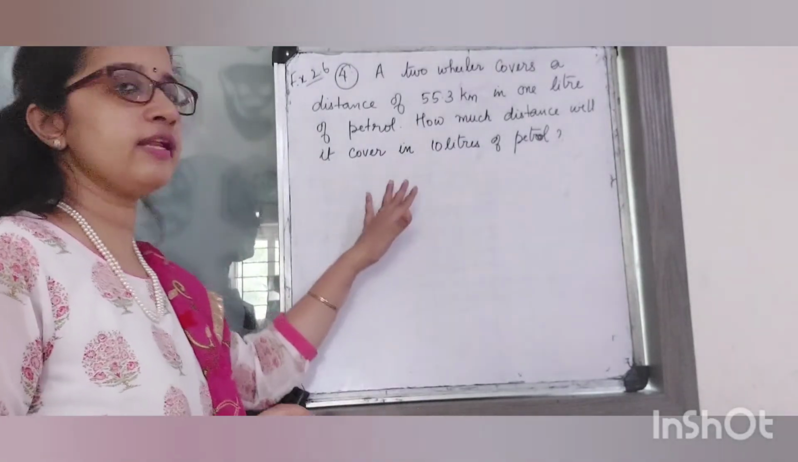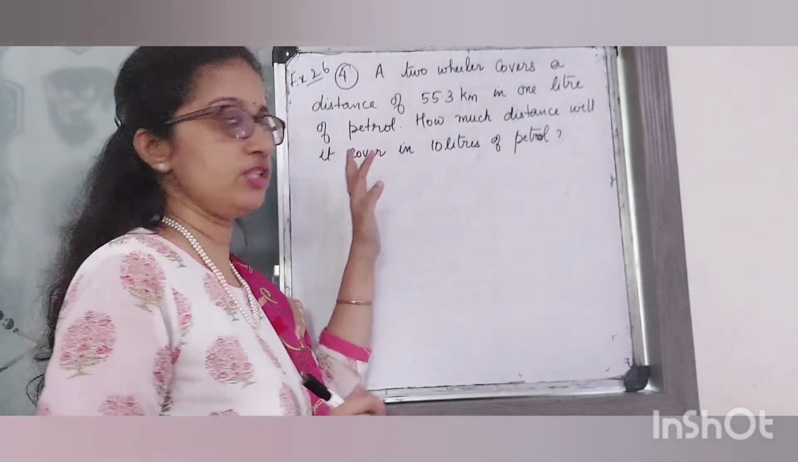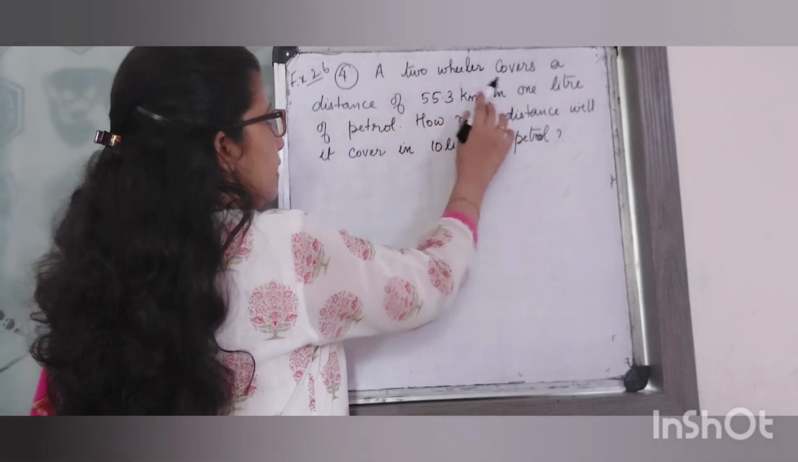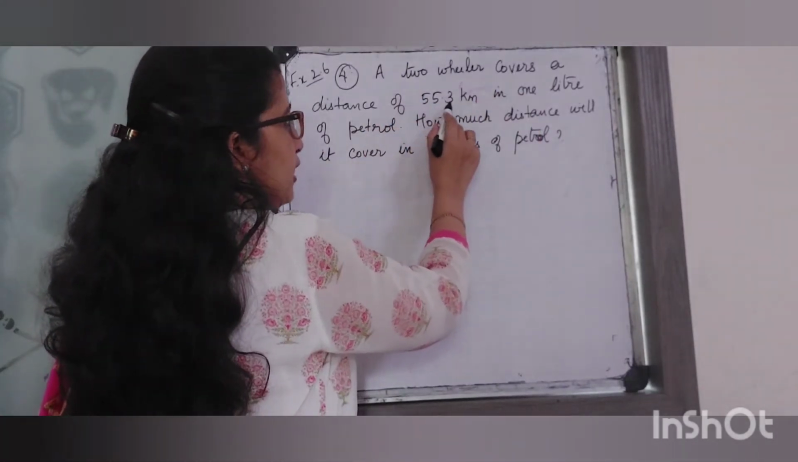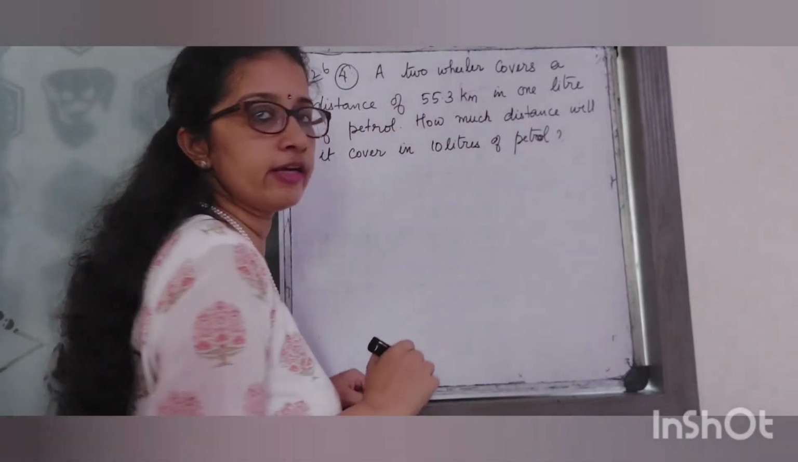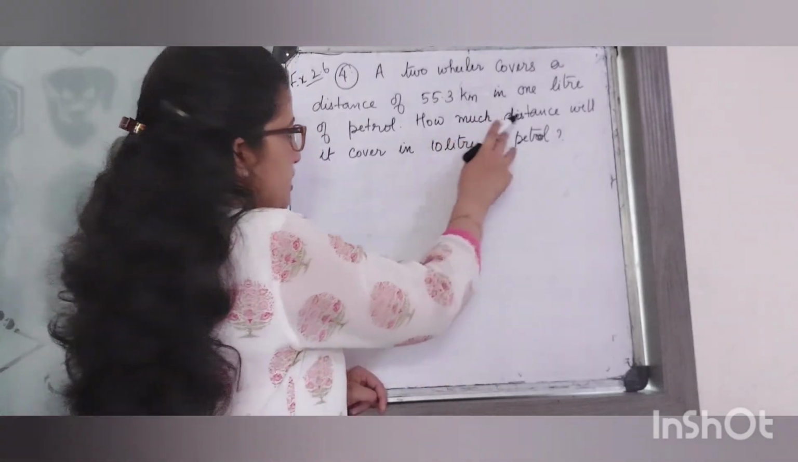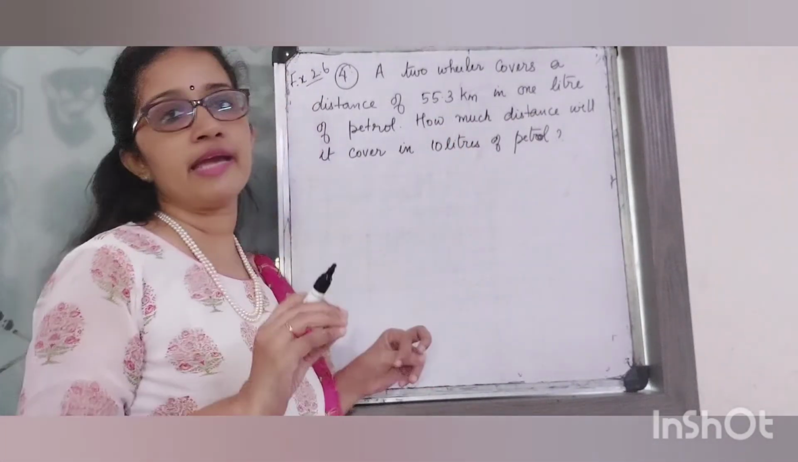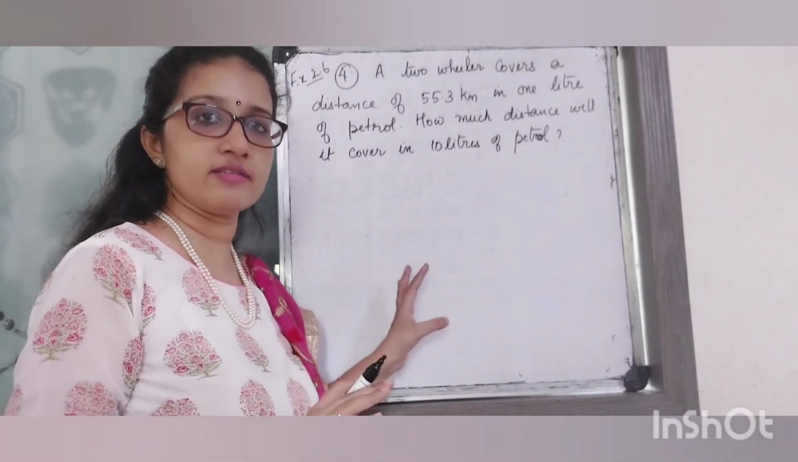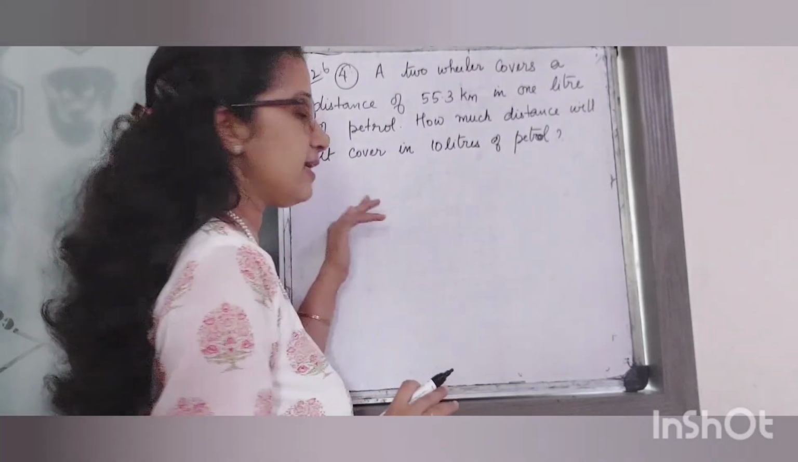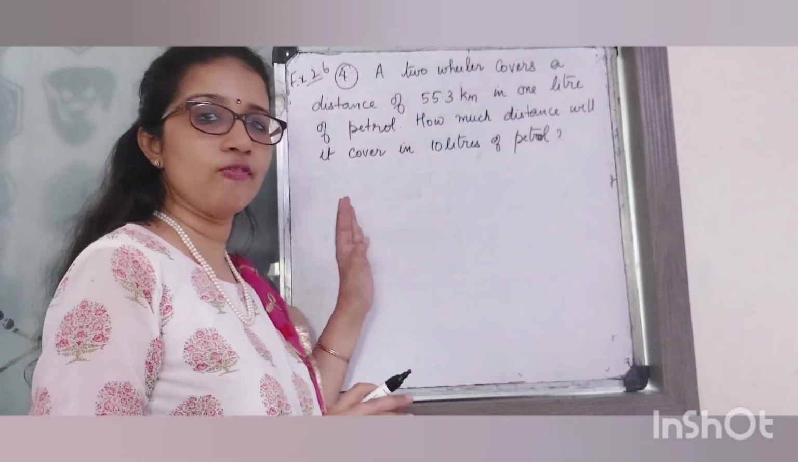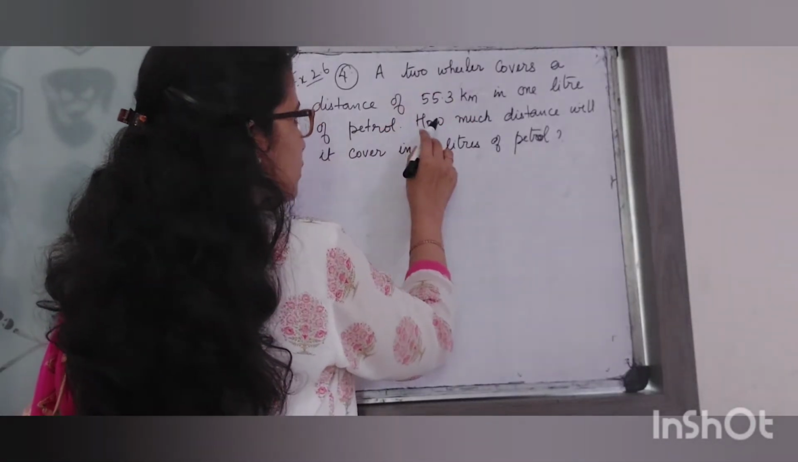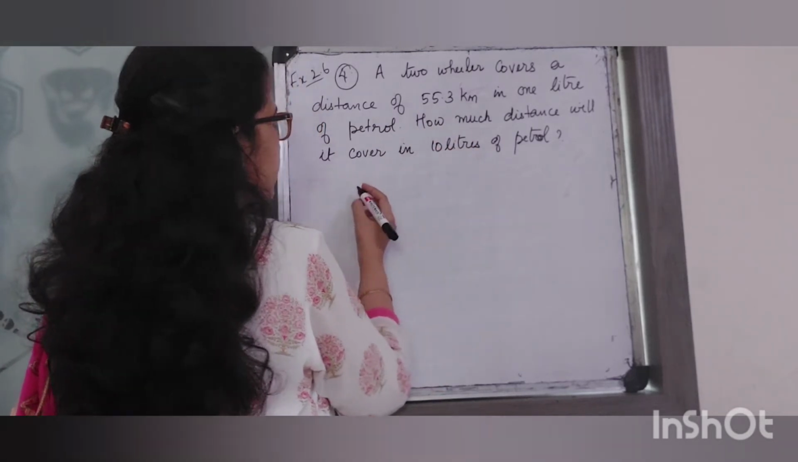Now let's move on to the next question, which is the fourth question of exercise 2.6. A two-wheeler covers a distance of 55.3 kilometers in 1 liter of petrol. How much distance will it cover in 10 liters of petrol? I don't think there can be an easier question than this. So let's see how to write the steps and how to solve the problem.